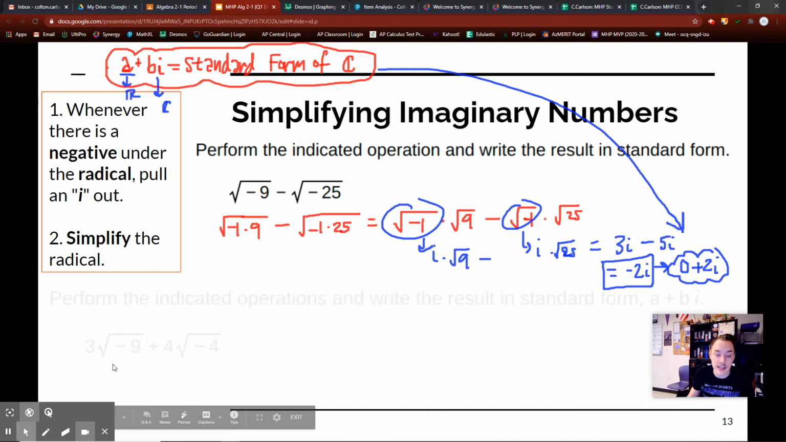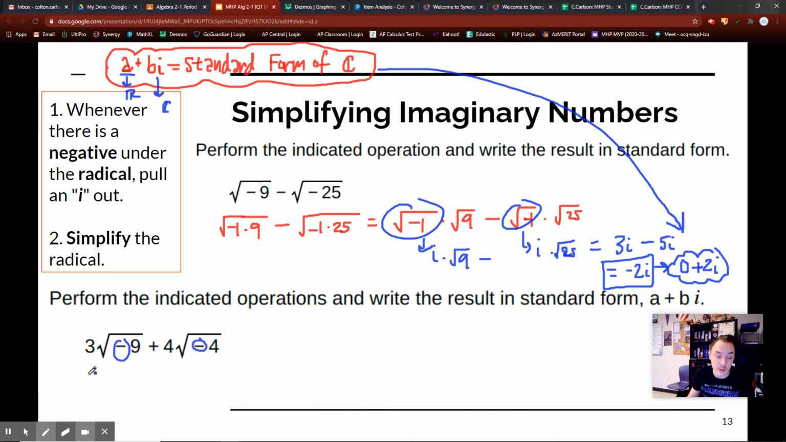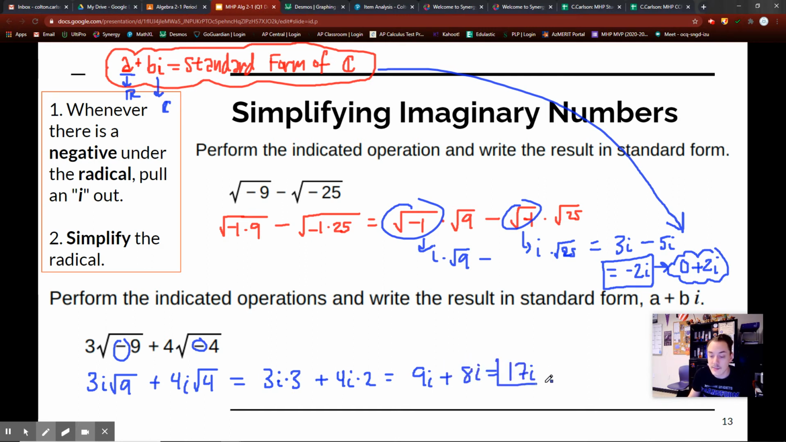So let's go to another example. This one right here. I'm going to solve this a little bit faster. I see a negative, I pull out an i. So what I have is 3 times i radical 9, then plus 4 times i radical 4. What is radical 9? 3. So this is 3i times 3, and then plus 4i. Radical 4 is 2. So 3 times 3 is 9i, and 4 times 2 is 8i, and then this becomes 17i. That is my final answer.